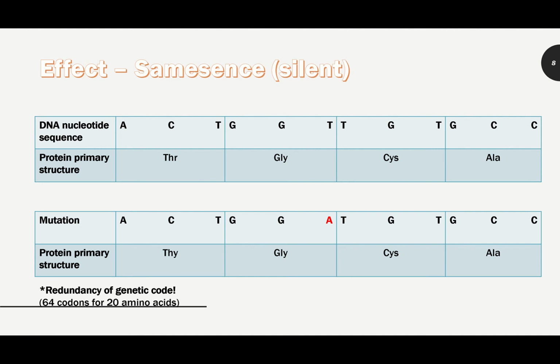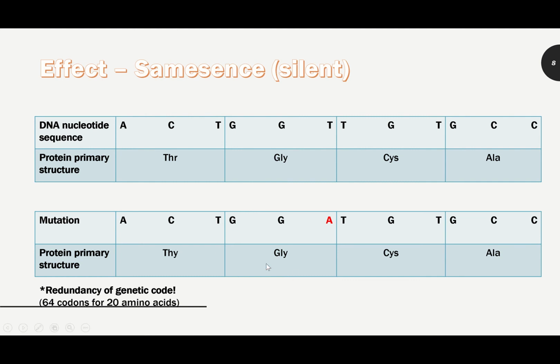There is silent mutation. These silent mutations happen because we know that more than one DNA nucleotide sequence can code for the same protein primary structure. Let me say it again. The same protein primary structure can have different sequences of DNA nucleotides.